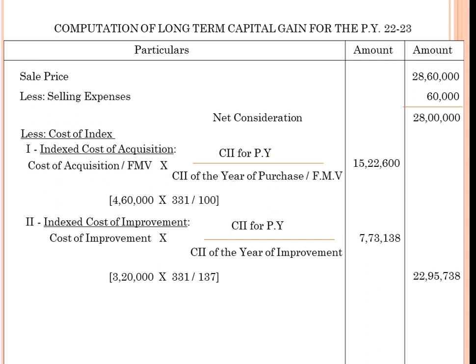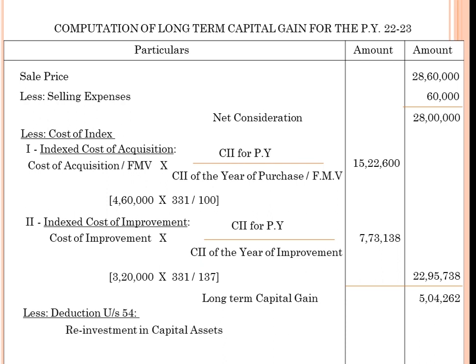You find the total of both the indexed cost of acquisition and indexed cost of improvement: 22,95,738. Deduct it from the net consideration, and the balance 5,04,262 is called the long term capital gain. Out of the long term capital gain, less deduction under section 54, exemption under section 54. Is any reinvestment in a capital asset given? No, nothing, so here nil. The same balance, 5,04,262, we call the taxable long term capital gain.